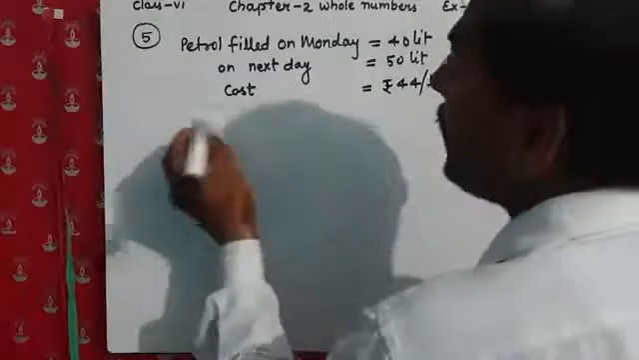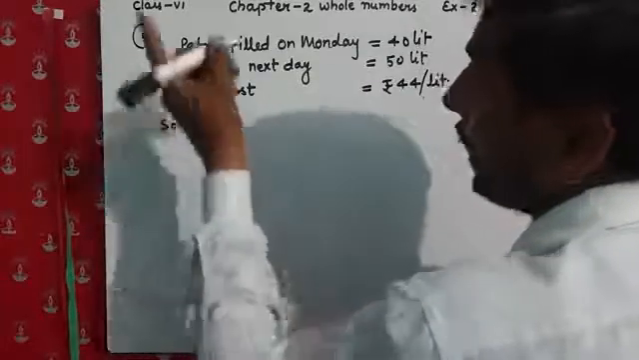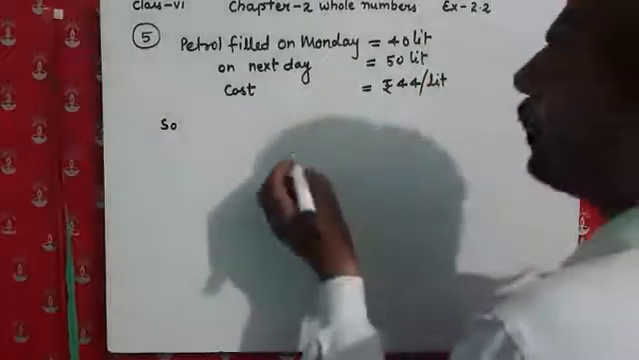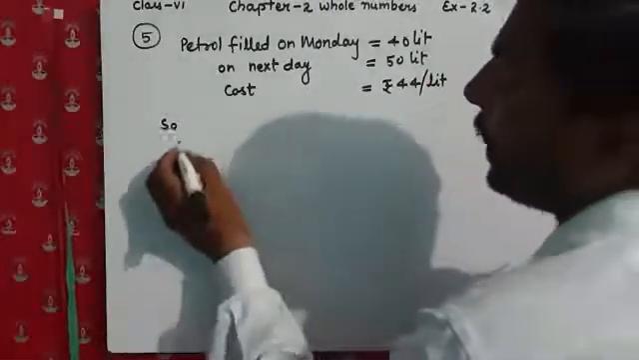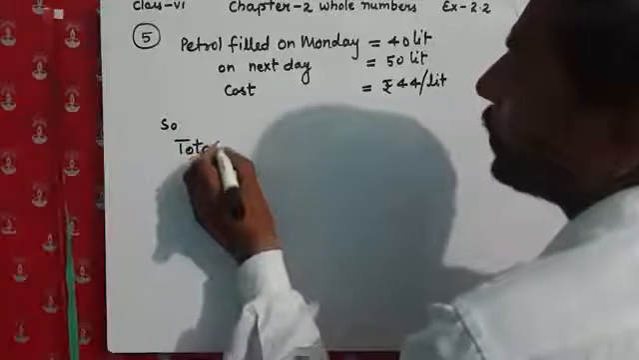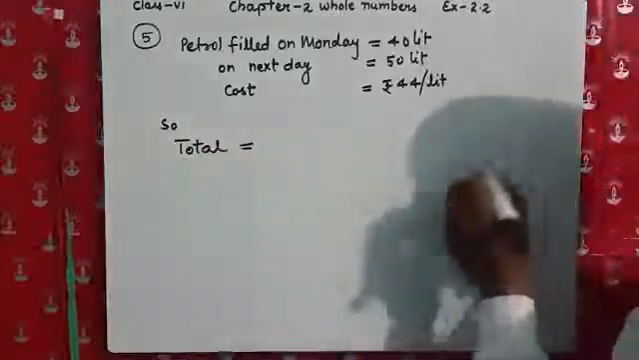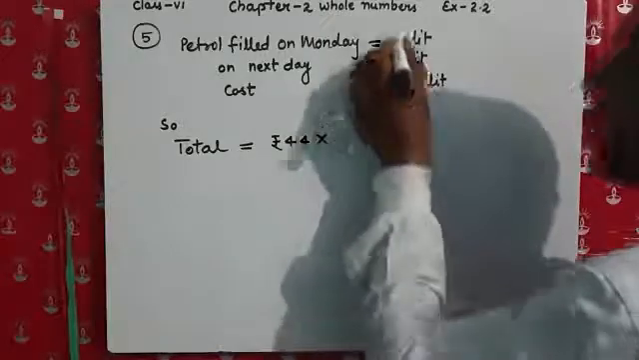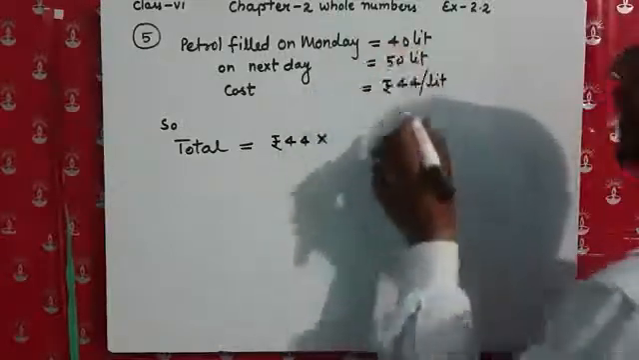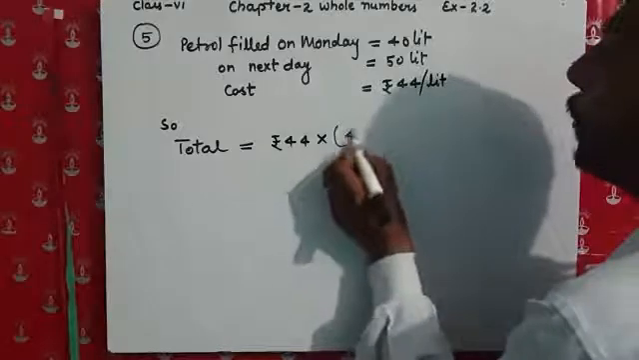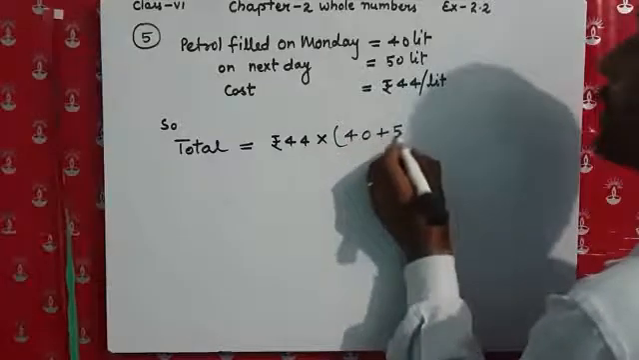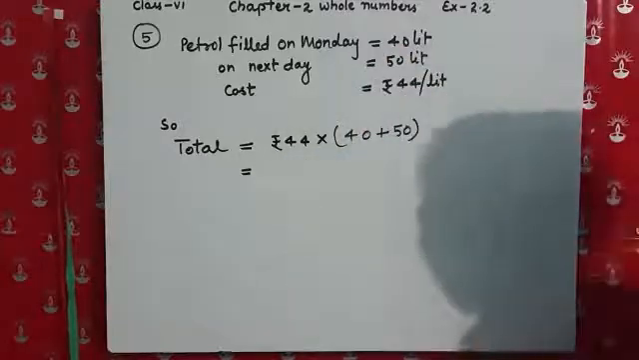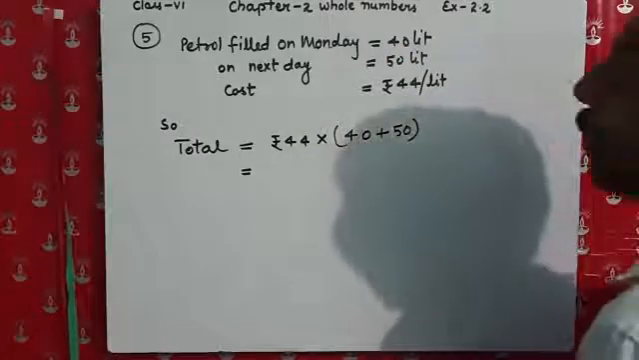So simply here we have to solve this question by the previous method, whatever we did in question number 4. Here we have to find the total amount. To find the total, we have to multiply rupees 44 by the total volume. How many liters? 40 liters on Monday and 50 liters on the next day. So now this looks like the previous question.